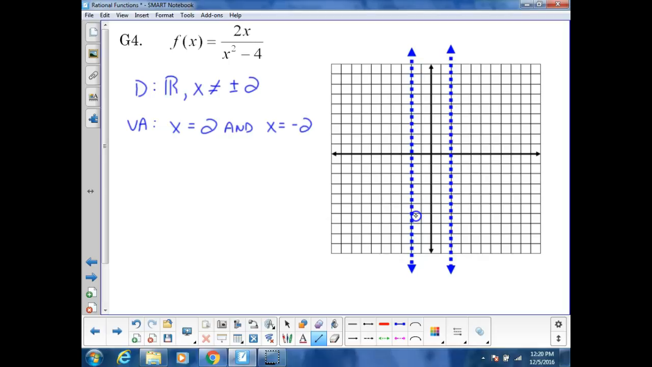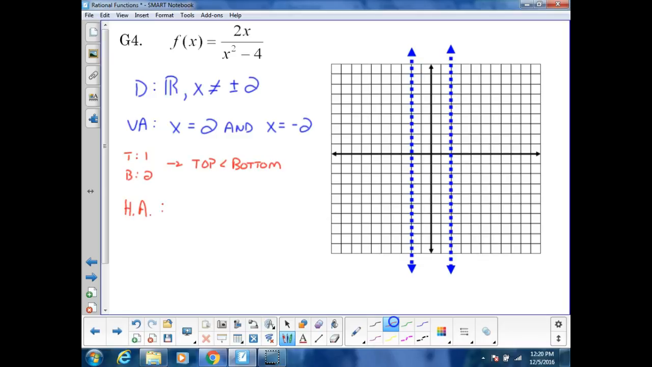Okay, like it so far? Degree of the top? Degree of the bottom? So that tells me that top is less than bottom, right? So that gives me a horizontal asymptote at y equals 0. Okay.